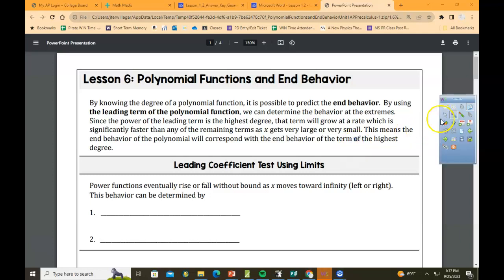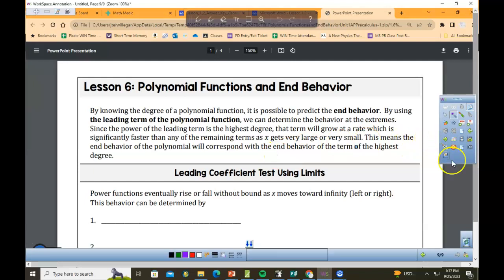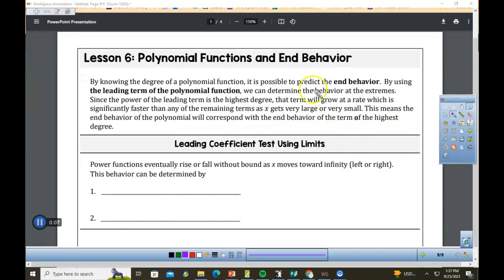Today we are looking at end behavior. End behavior is how the function acts when it gets really big, like goes to infinity, and gets really small, goes to negative infinity.